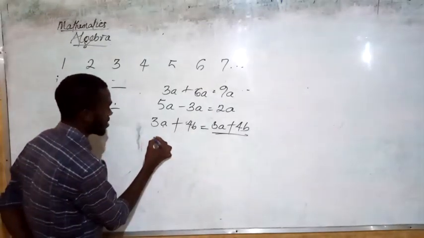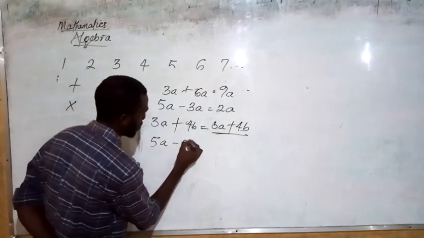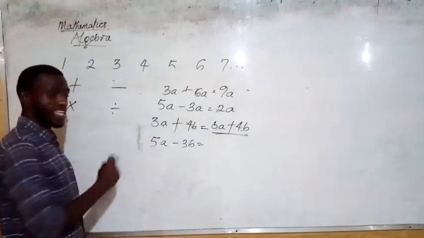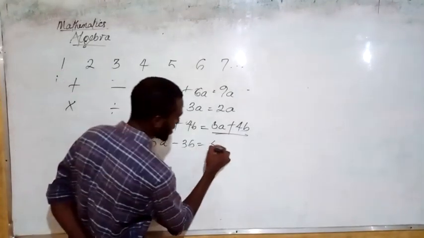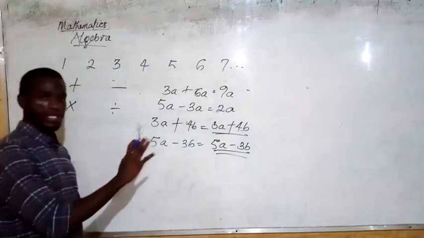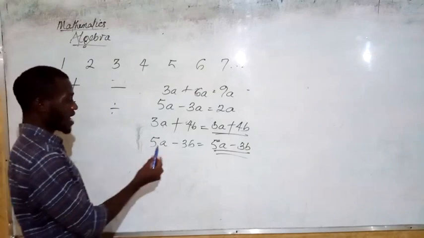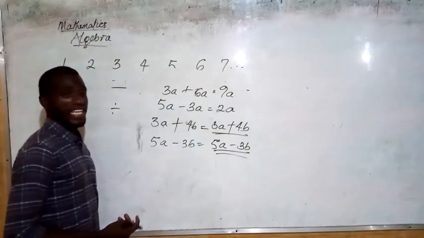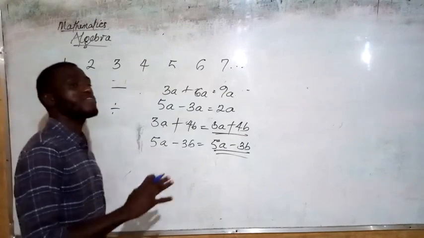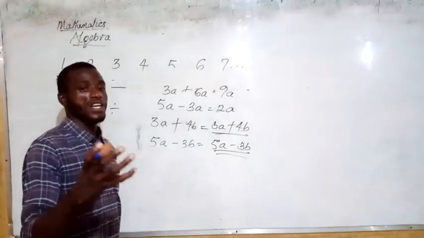Now the same way, if I had 5 apples minus 3 bananas, you cannot subtract bananas from apples, so your answer is still 5 apples minus 3 bananas. I hope this is clear. When the algebras are different and you're using addition and subtraction operations, they never mix, they never join.